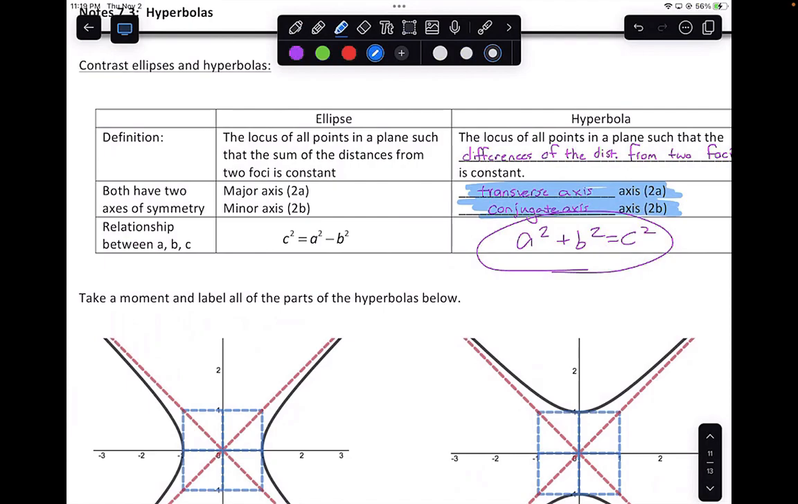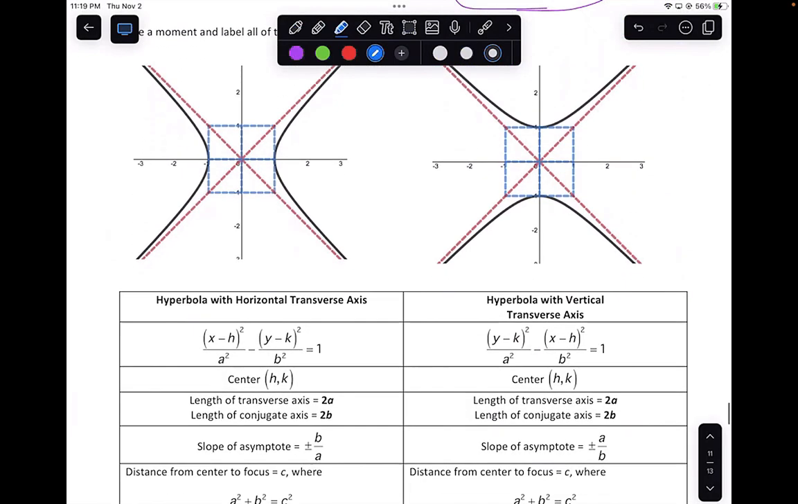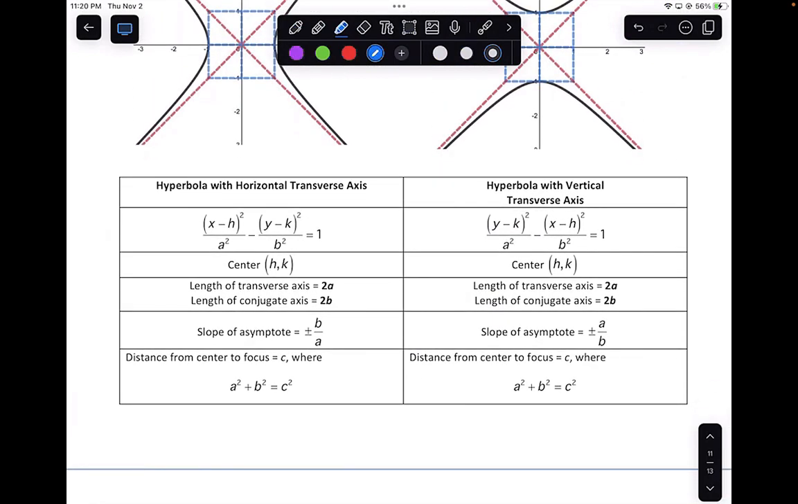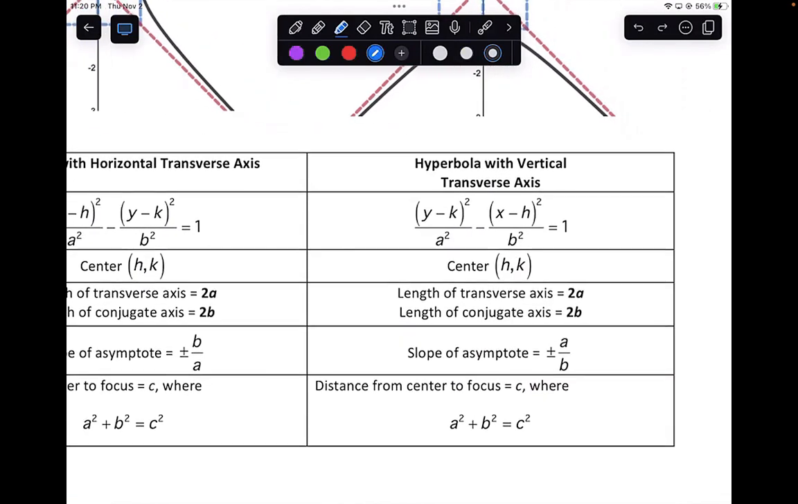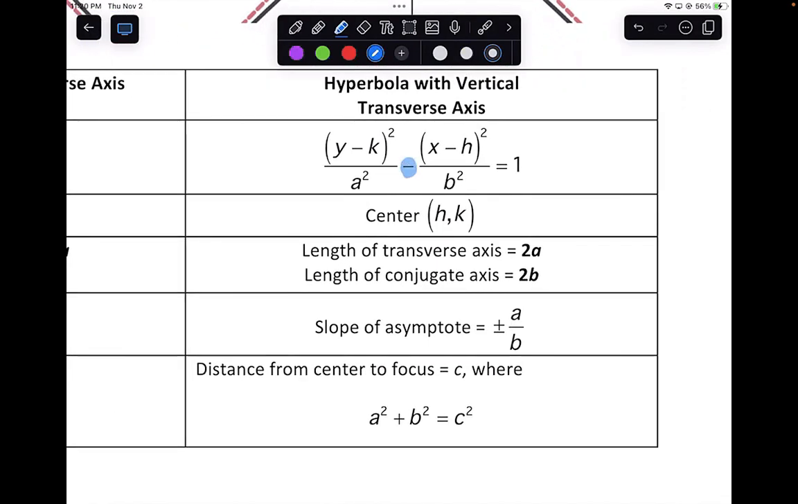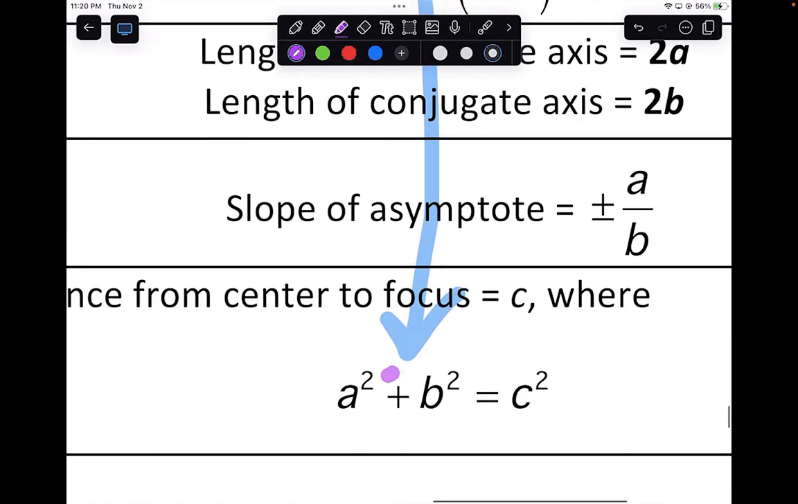Also, the relationship between A, B, and C. C still helps to get your foci, but the relationship is now A squared plus B squared equals C squared. While I'm thinking about it, let me talk about how you remember the formula, if you get it mixed up with the ellipse one, where it's A squared minus B squared equals C squared. The way I think of it is, if there's a minus right there, you always do the opposite.